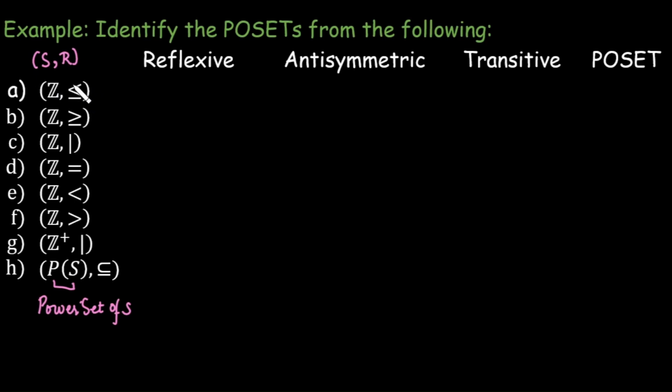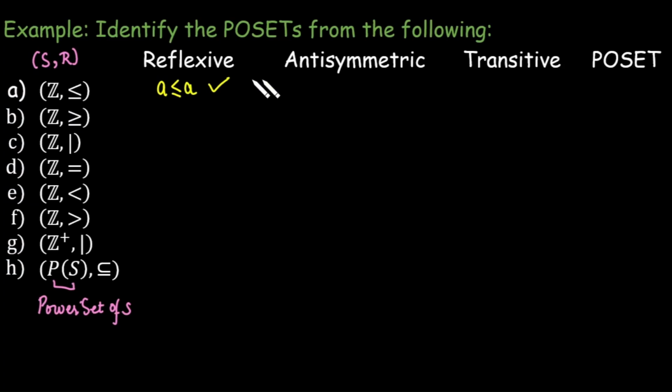Starting with the first case, we need to check whether the less than or equal to relation on the set of integers is reflexive or not. Reflexive means every element is related to itself. So here, is every element less than or equal to itself? Yes. So this relation on the set of integers is reflexive.